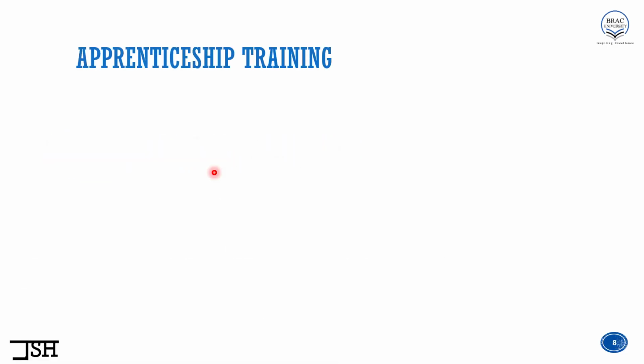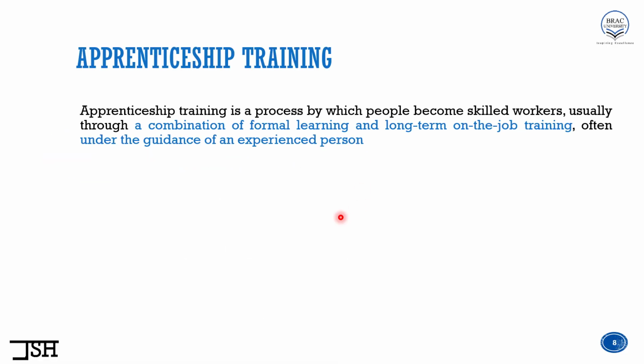So what happens in an apprenticeship program? Here goes the definition. Apprenticeship training is a process by which people become skilled workers, usually through a combination of formal learning and long-term on-the-job training, often under the guidance of an experienced person. So let's take a look at the very crucial part of the definition here.